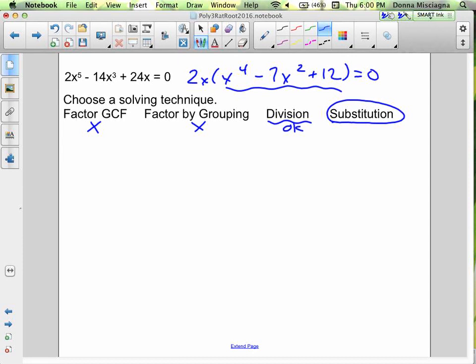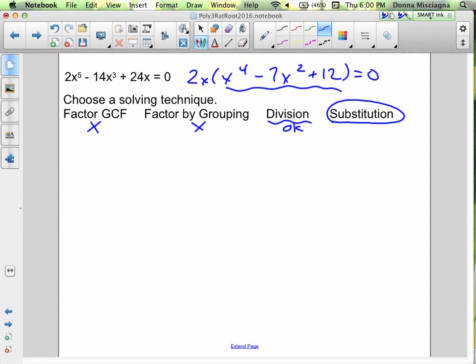If you said division, you're okay. That will work too. We'll have to replace the missing x cubed and x with zeros. And then we would just have to use synthetic division twice, maybe more than twice, depending on how long it takes us to find each solution. We'd have to find 2 solutions before we got to something quadratic that we could factor. But with substitution, we can go right to factoring.